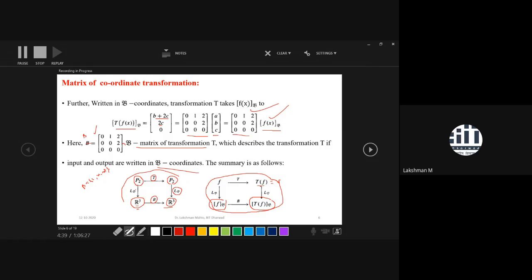If you want to observe the same kind of pattern, then you need to find the matrix of the transformation. That one is B, and you apply B to the coordinate of F, and whatever result you get would be the coordinate of the image of the polynomial. So that is the scenario overall.